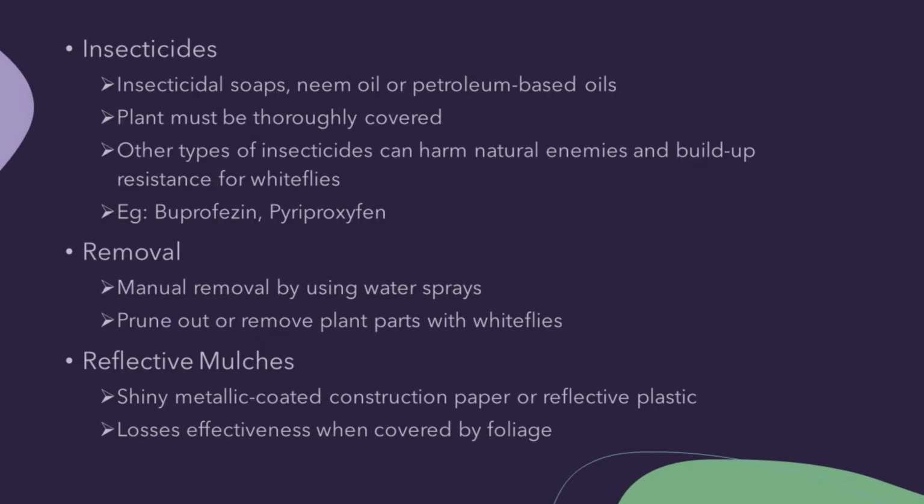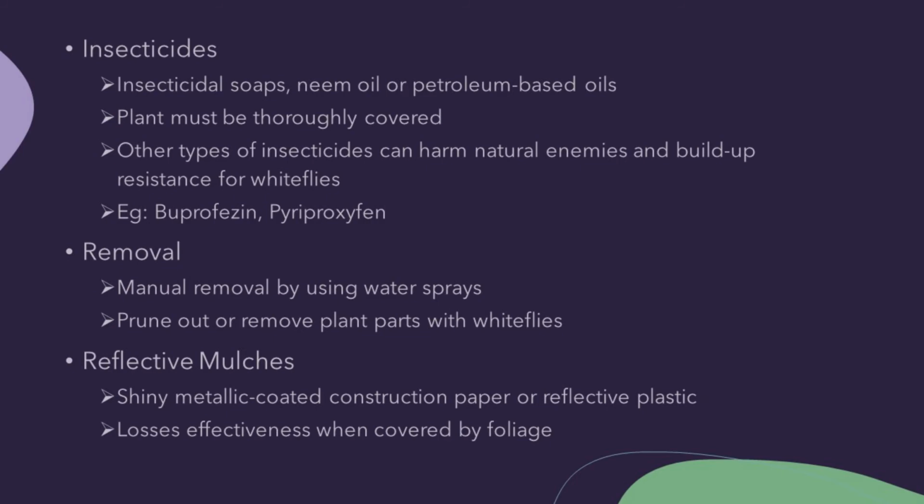For insecticides, we usually use the non-toxic ones, which are insecticidal soaps, neem oil, or petroleum-based oils. But the plant must be thoroughly covered with these soap and oil-based insecticides. Other kinds of insecticides, which are the toxic ones, harm the natural enemies of the whiteflies instead of the whiteflies themselves. It also helps them build up resistance. Some examples are buprofezin and pyriproxyfen.